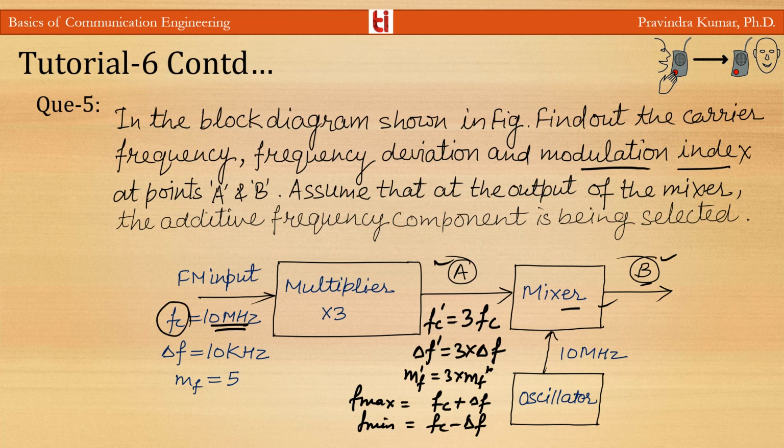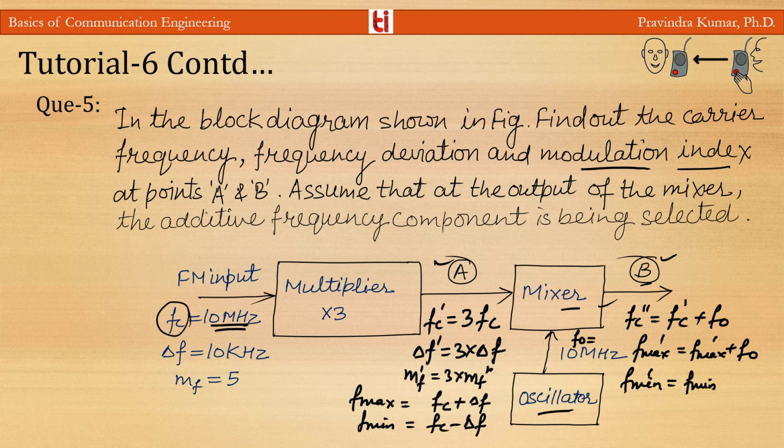And at point B, only the additive component will be considered. If I consider the frequency from the oscillator as F naught, then at the mixer output, the carrier frequency Fc double dash is the carrier frequency at the input of the mixer plus the oscillator frequency F naught. And F maximum at the mixer output will be F max plus F naught, and F minimum dash will be F minimum plus F naught. And at point B, the frequency deviation will be F max dash minus Fc dash.